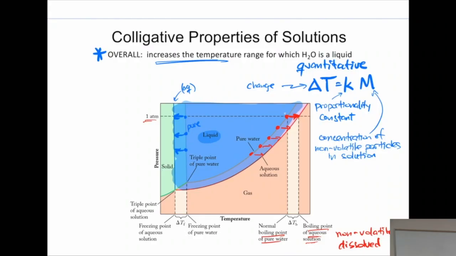Okay? And it's really that simple, equation-wise. Actually, it's going to get a little more complicated in just a moment. The proportionality constant is going to look something like this. It will change so many degrees Celsius per particles in solution.